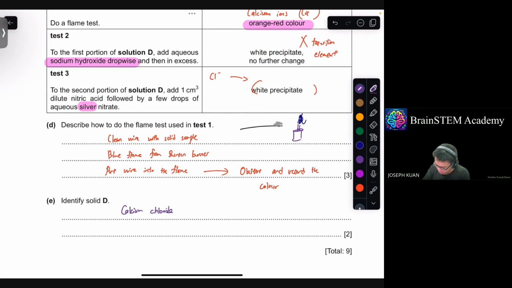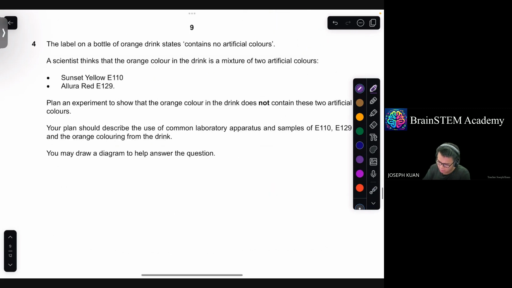All right, moving on to the next question. 4. The label on a bottle of orange drink states: contains no artificial colors. A scientist thinks that the orange color in the drink is a mixture of two artificial colors: Sunset Yellow, E110, and Allura Red, E129. Plan an experiment to show that the color in the drink does not contain these two artificial colors.